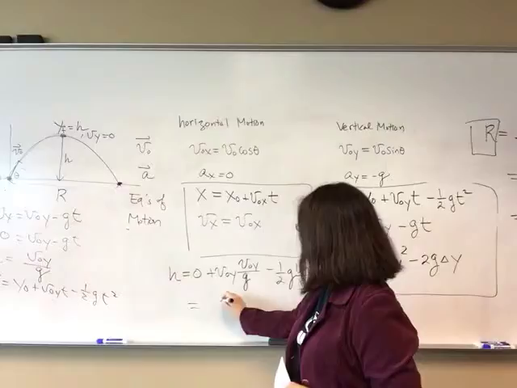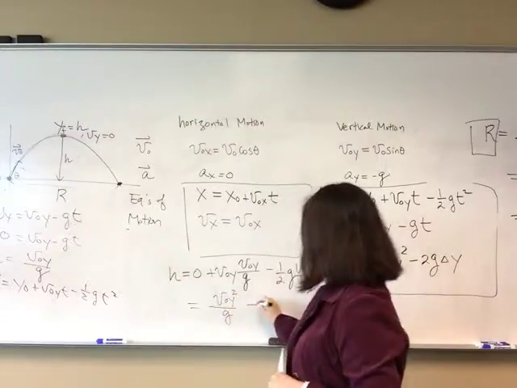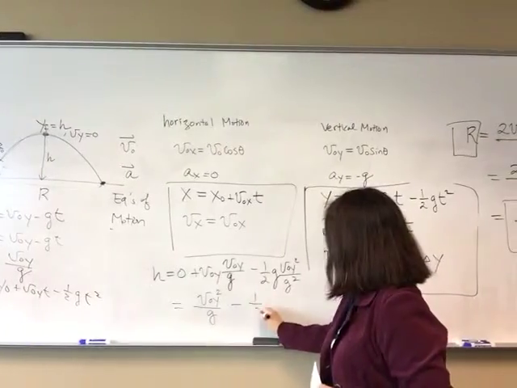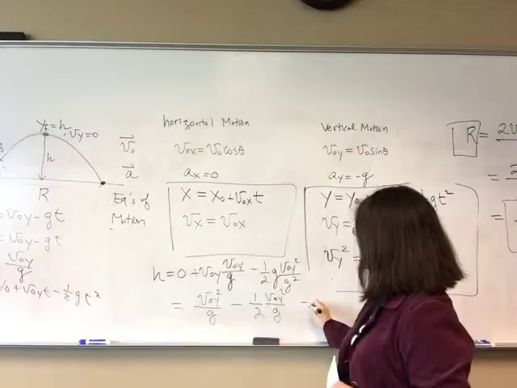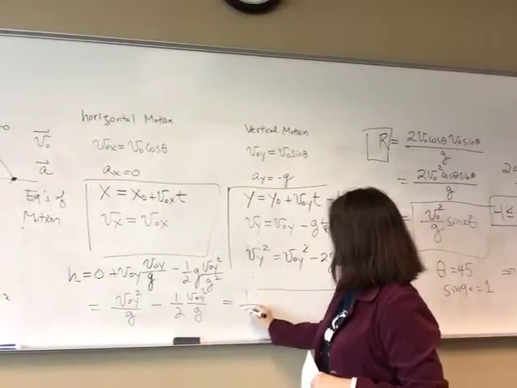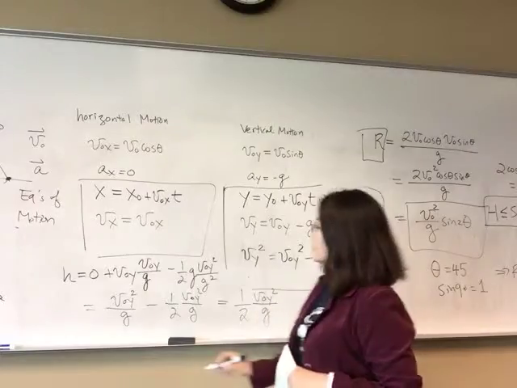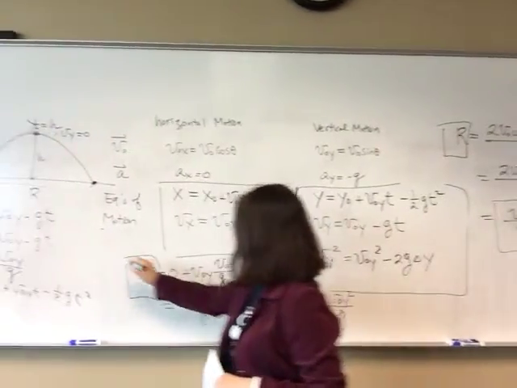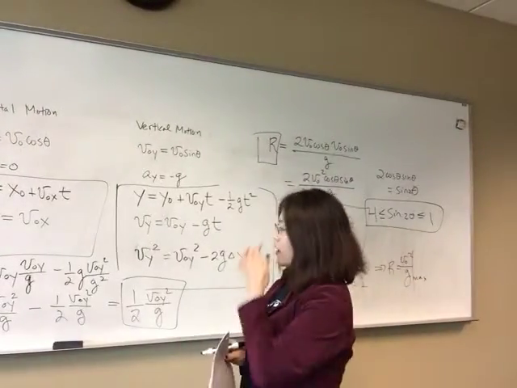So what we have here is V naught y squared over g, and then minus 1/2 V naught y squared over g. So altogether, what you have here is 1/2 V naught y squared over g. So that's basically the highest point is equal to 1/2 V naught y squared over g.